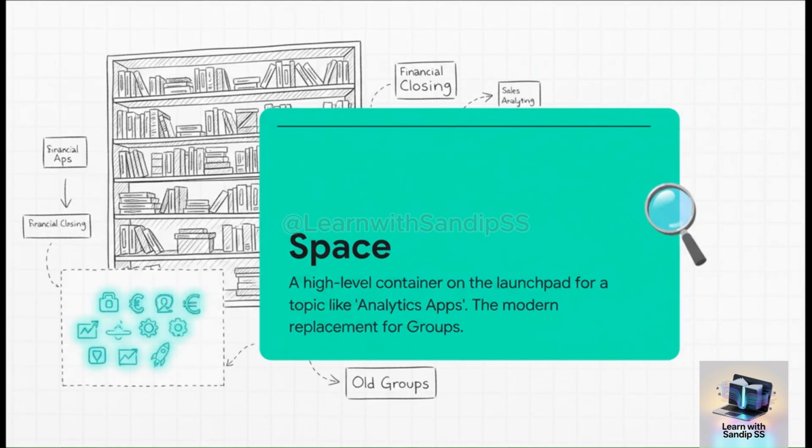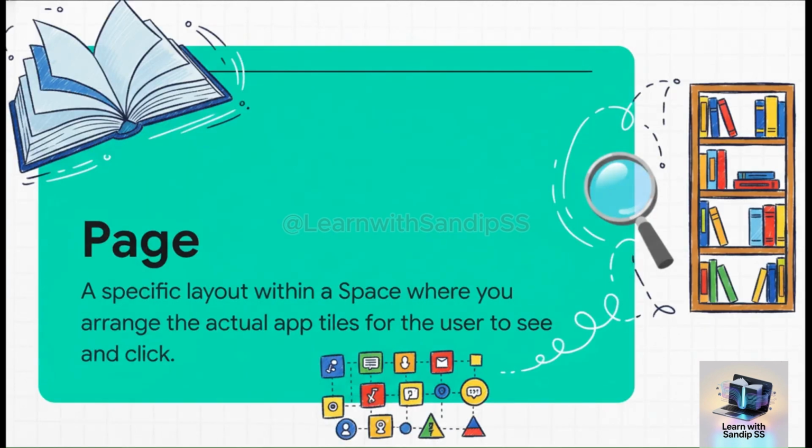Now let's talk about what the user actually sees. This is where the space comes in. A space is a high-level organizer on their Launchpad. Think of it like a big shelf in their office dedicated to a topic, like sales analytics. And for those of you who've been around Fiori for a while, yes, this is the modern replacement for the old groups concept. And living inside each space, you have pages.